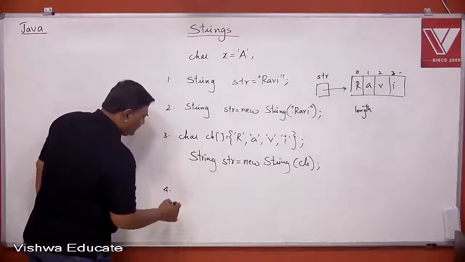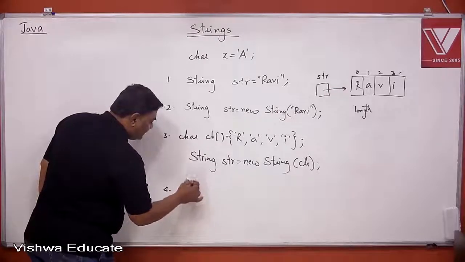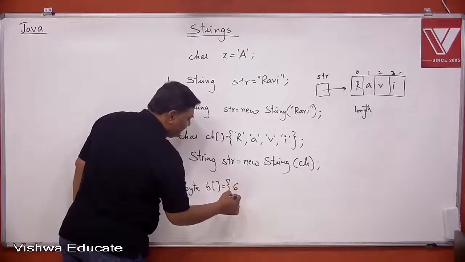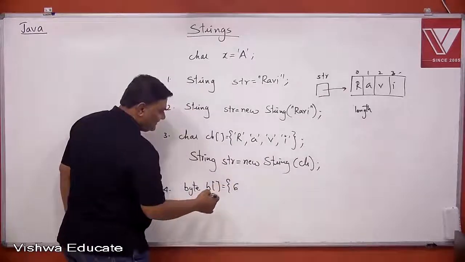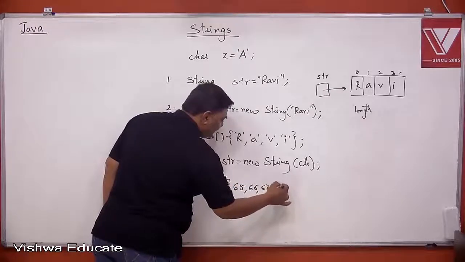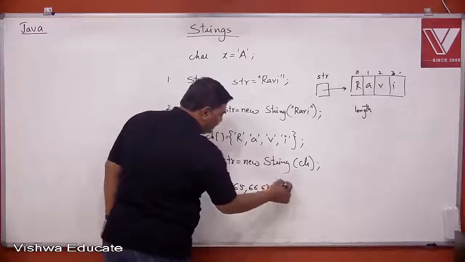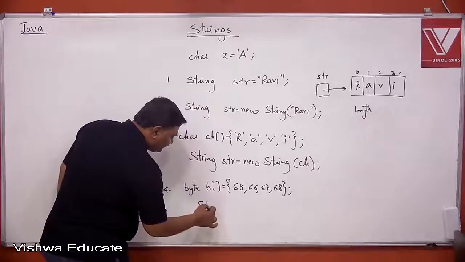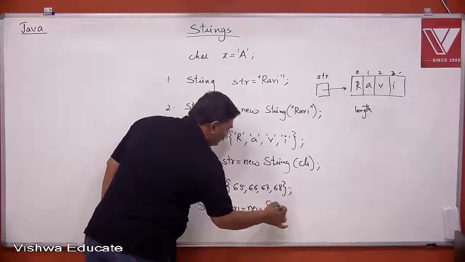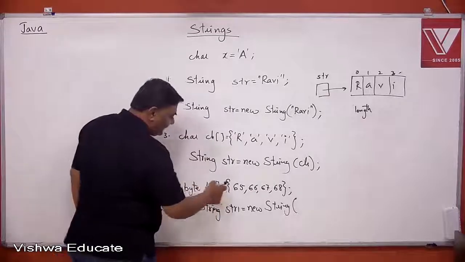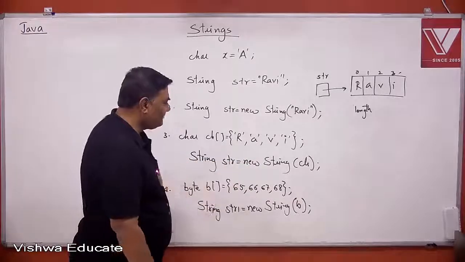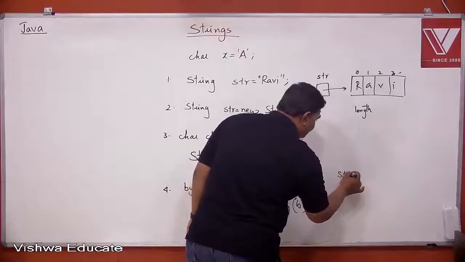Now one more method of creating a string: if you have a byte array B with bytes 65, 66, 67, 68, which are the ASCII codes, that is capital A, capital B, capital C, capital D. Now here I will create a string: String str1 = new String, giving the byte array B. It will take this byte array and create a string out of it, and this string str1 will look like this.